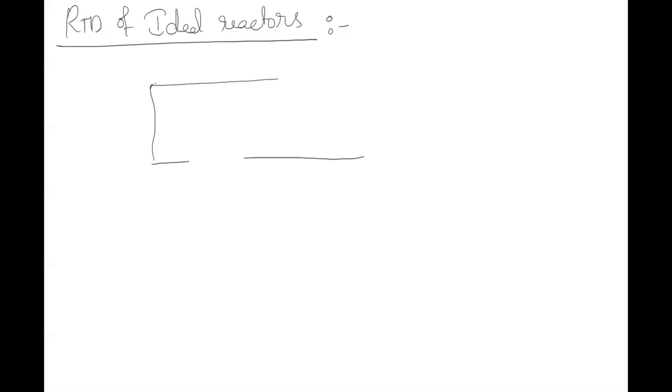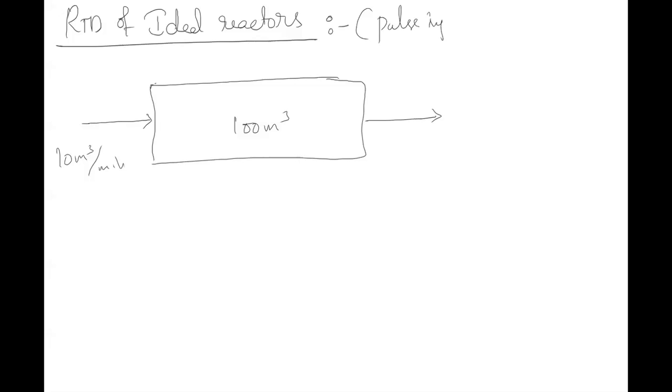Let's take a CSTR of 100 meter cube volume. Let's say I am sending fluid of 10 meter cube. For the time being, we will draw only pulse inputs because pulse inputs are easy to understand and important from the GATE point of view also. Let's say this is where I am injecting my pulse. This is where I am observing. This is where I am injecting.